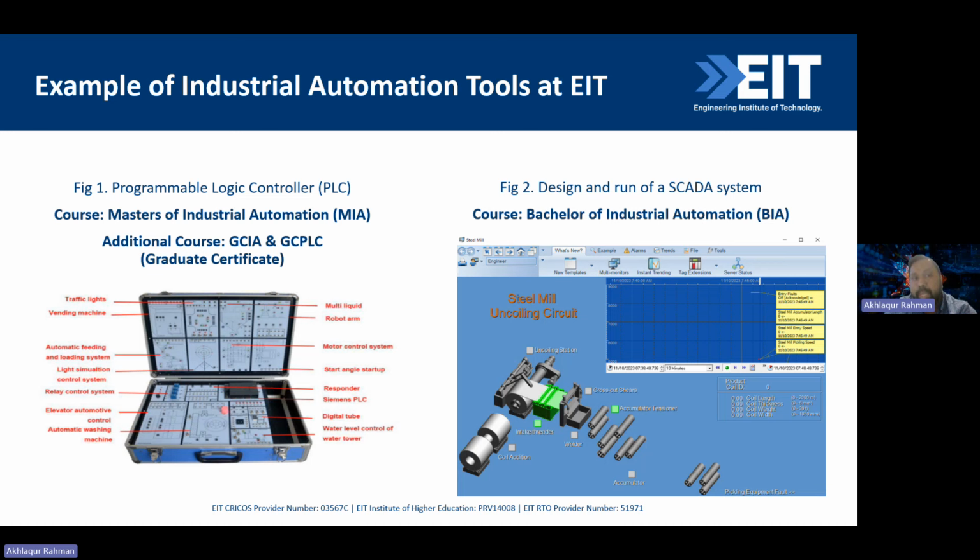For example, PLC. This is a Siemens PLC tool, and it has, if I remember correctly, about 12 to 14 experiments that can be operated, like a lifter, or, for example, a batch assembly, water level detector, that sort of thing. That is part of our master's program and graduate certificate programs as well.